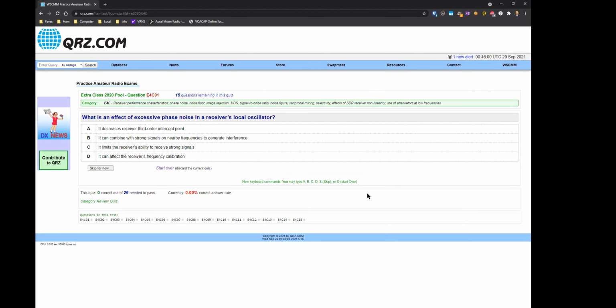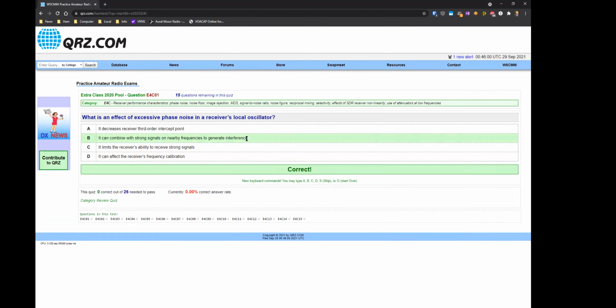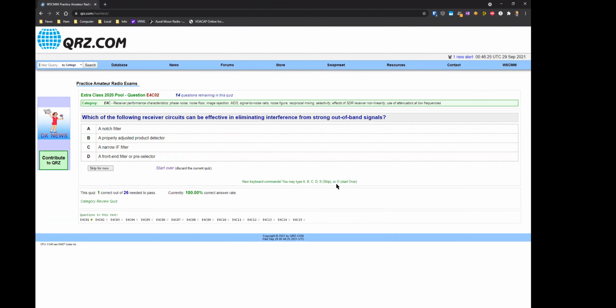What is an effect of excessive phase noise in a receiver's local oscillator? B. You know, it's going to combine with strong signals on nearby frequencies to generate interference.